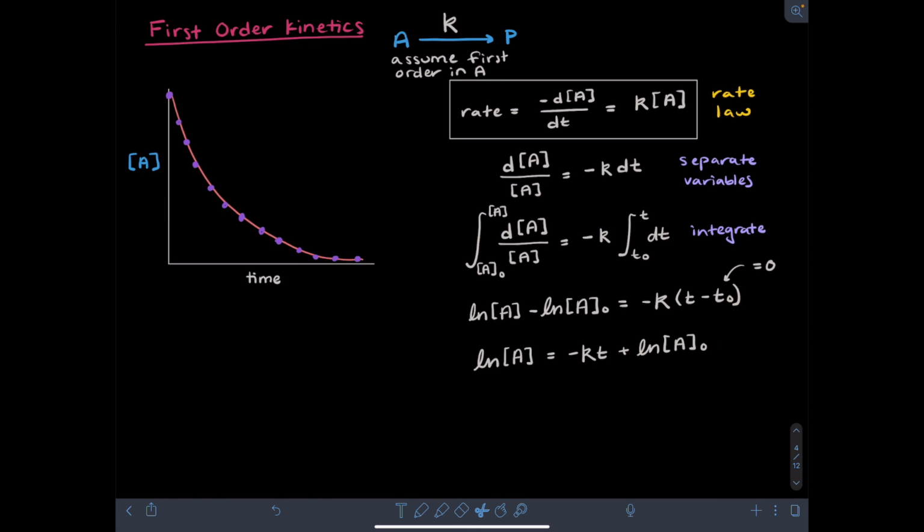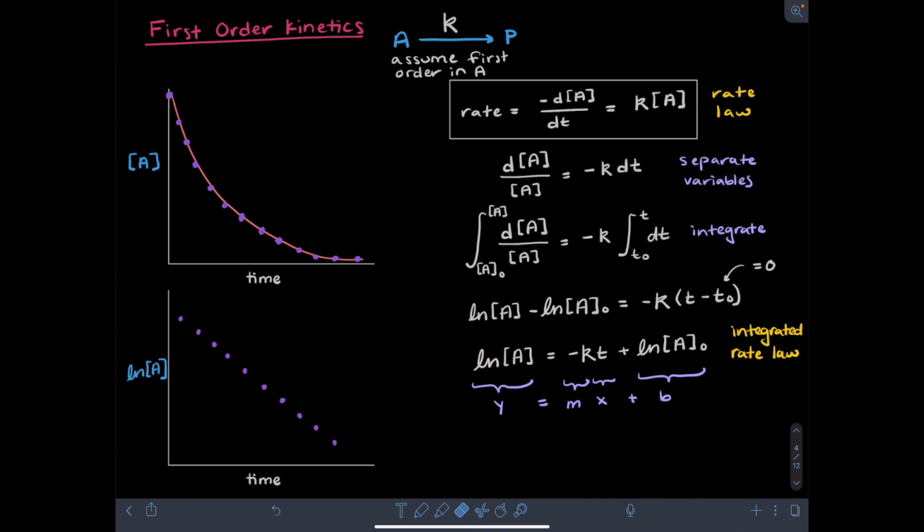After getting rid of my t0 term and moving the A0 term to the right, you get that the natural log of the concentration of reactant A is equal to negative kt plus the natural log of the concentration of A at time 0. This is the integrated rate law for a first-order reaction with respect to A. And this is of the form y equals mx plus b also.